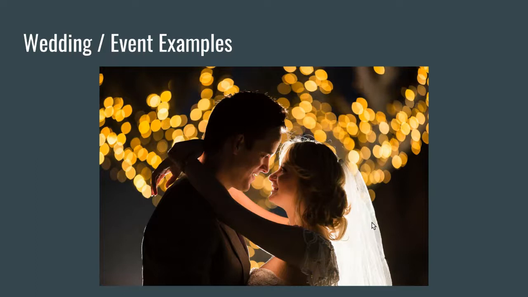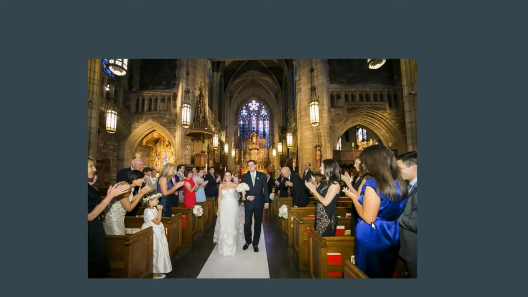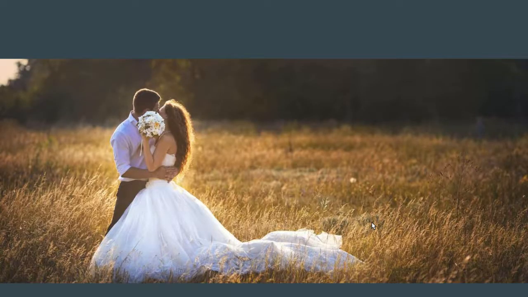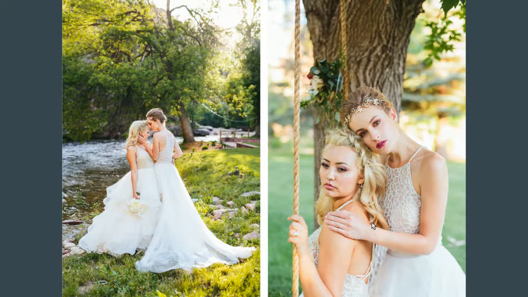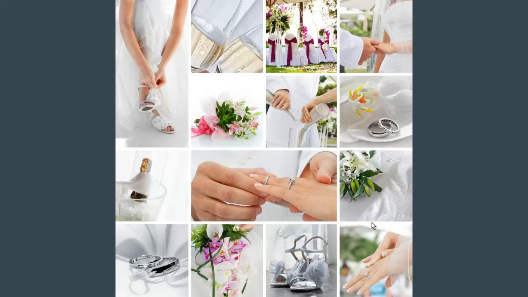Then we have wedding and events. So if you're a wedding photographer, you kind of have to be like 5 different kinds of photographers at once because you work kind of like a photojournalist where you're shooting what's happening. You also work like a portrait photographer where you're setting things up. You're shooting details like a product photographer. Again, here's some more portraits.